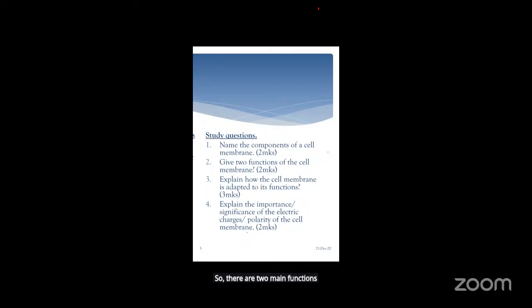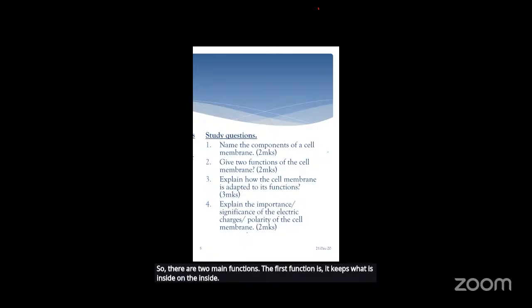The first function is it keeps what is inside on the inside. We can say a cell membrane encloses the contents of a cell. Most of the substances which are inside the cell don't move out because of the cell membrane.